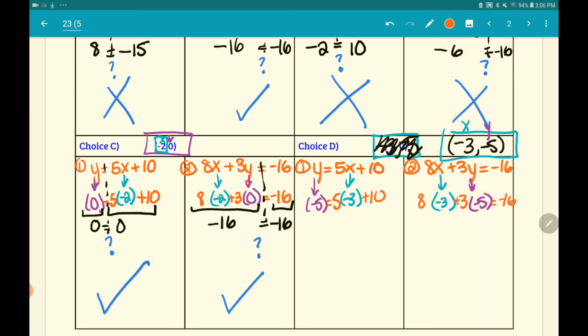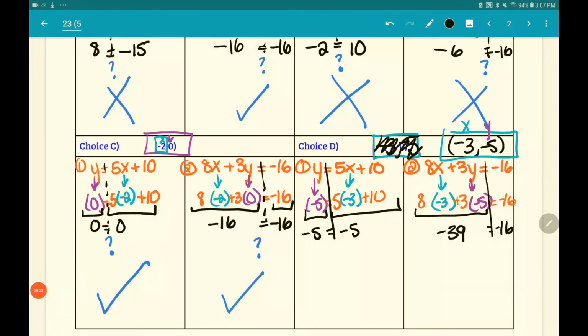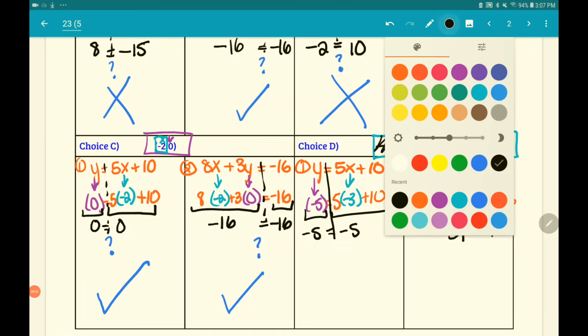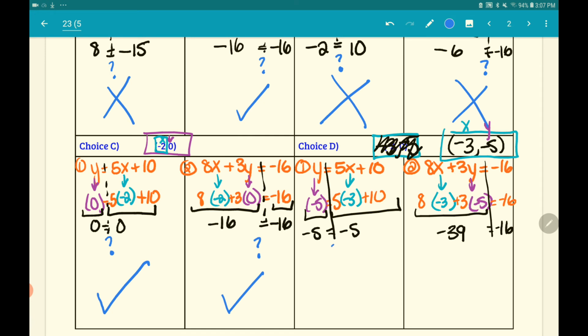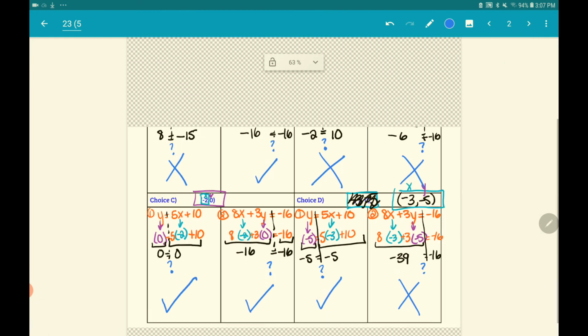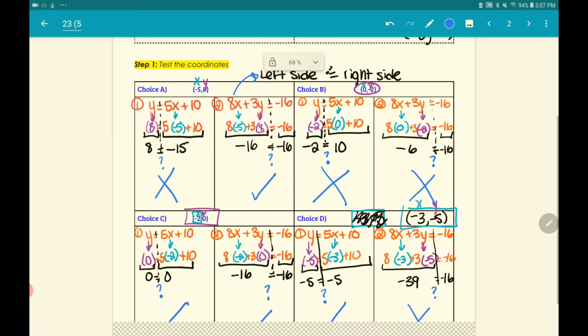And go ahead and simplify. All right, so this is what I got when I simplified my numbers. So now we ask ourselves, does our left side equal our right side? Equation 1, yes. Does our left side equal our right side in equation 2? No.